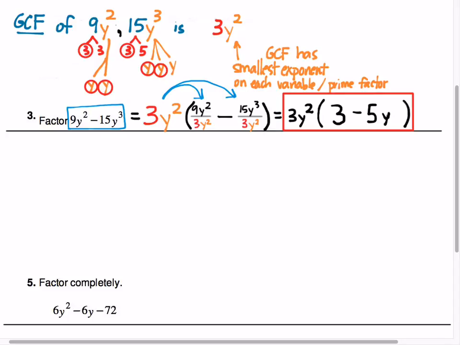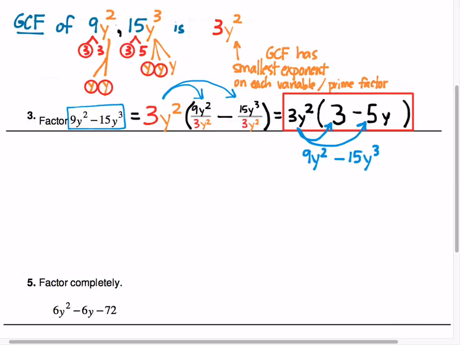And you can always check your answer by multiplying this back out and verifying that what you end up with is what we started with. 3y squared times 3 would be 9y squared. 3y squared times 5y would be 15, y to the 2 plus 1, y to the 3. And that's exactly what we started with.